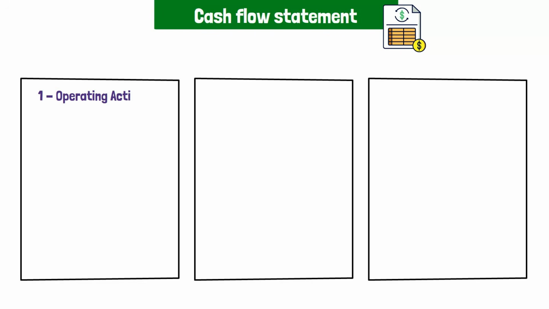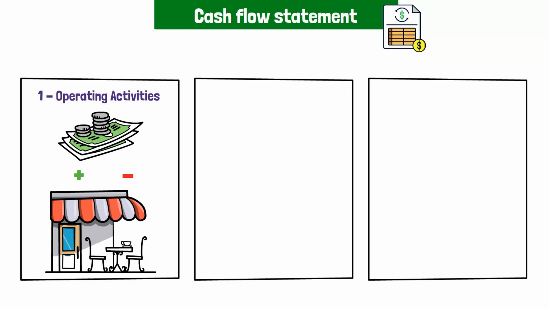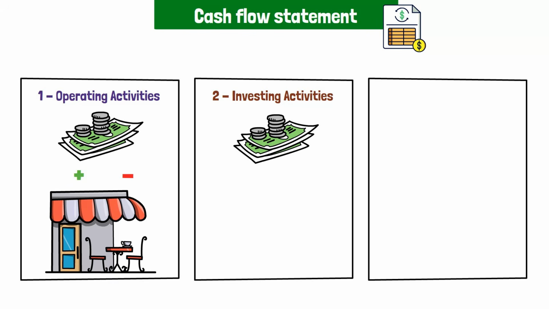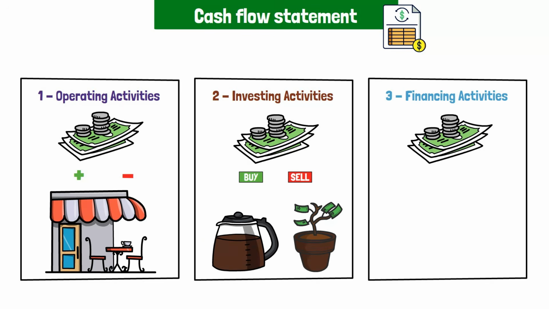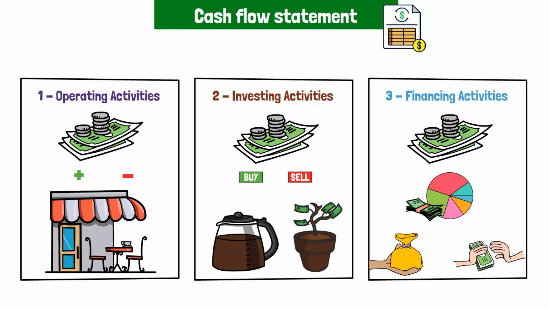First, operating activities, cash generated or spent in the core business. 2, investing activities, cash used for buying or selling assets like equipment or investments. And thirdly, financing activities, cash from loans, investors, or dividend payments.